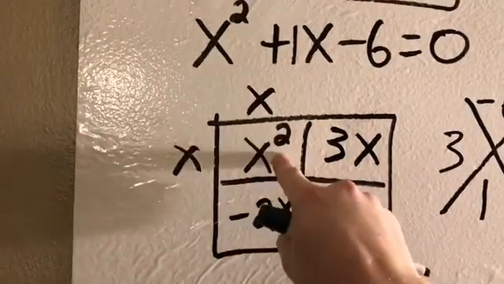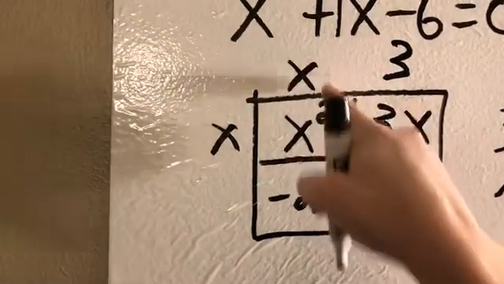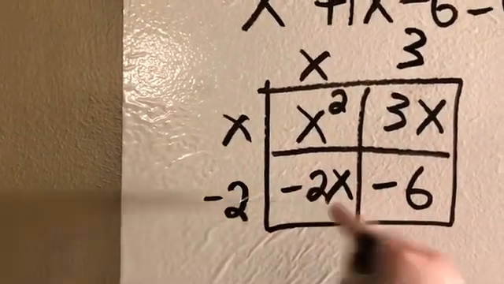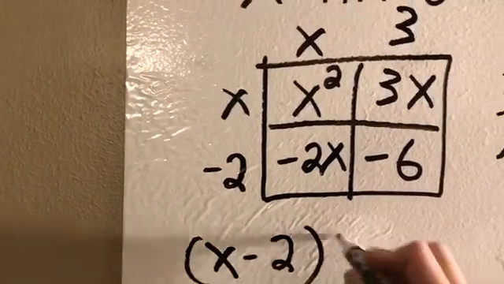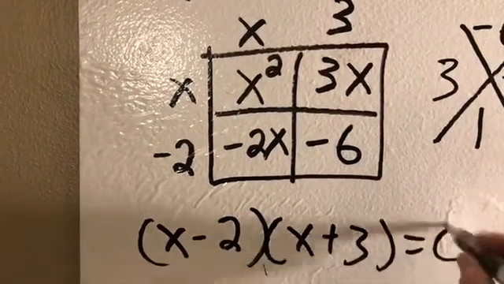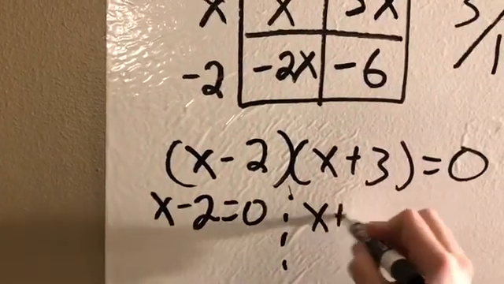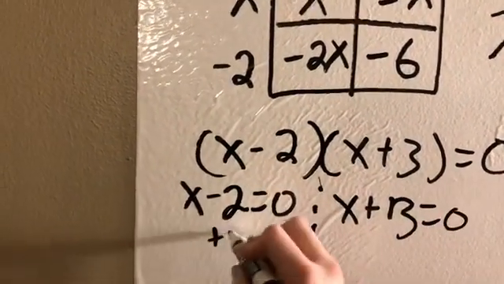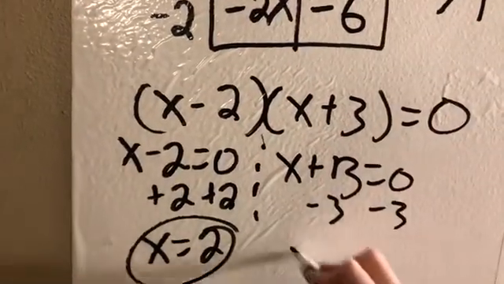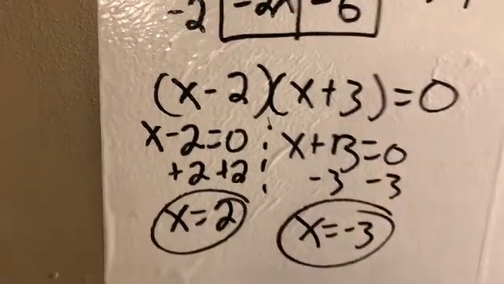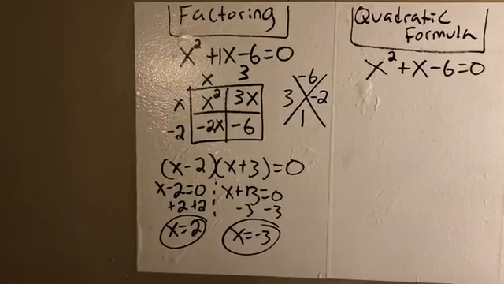So x times x was the only way to get x squared. X times 3 is the only way to get 3x down there. X times -2, the only way to make that happen. -2 times 3 works out. So we see our factors here. And then we can set each of these equal to 0 to get our solutions. So we'll add 2, so we have x equals +2. And then we'll subtract 3. So we know when we go over to the quadratic formula, we only did it correctly if we get 2 and -3 as our solutions.